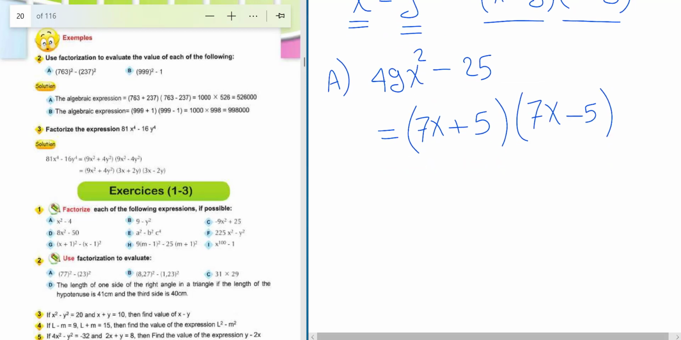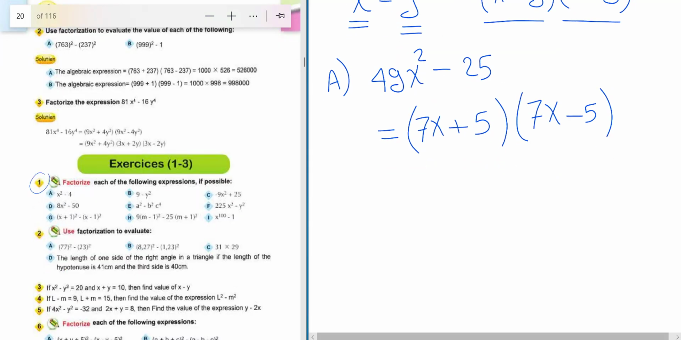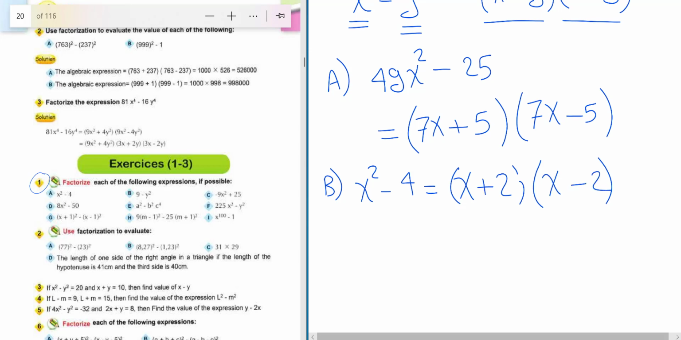Let me take some exercises. Exercise number 1: factorize each of the following expressions if possible. Number b, x power 2 minus 4 equals: the first quantity is x, the second is 2. Their sum and their difference.